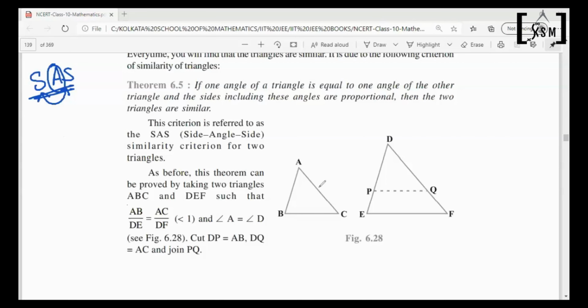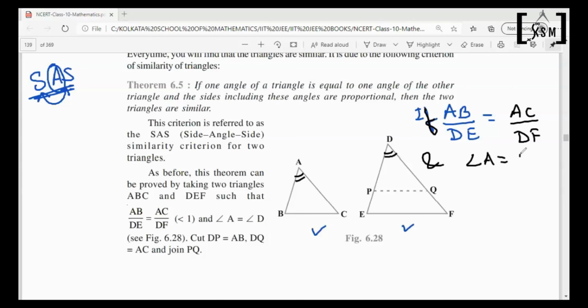For example, let's say in triangle ABC and triangle DEF, if side AB and DE side ratio is equal to side AC and DF, and also the in-between angle A is equal to angle D, then we can say that triangle ABC is similar to triangle DEF, right? So again repeating, if the two side ratios are equal and the in-between angle is also equal, then the two triangles are said to be similar by property SAS.